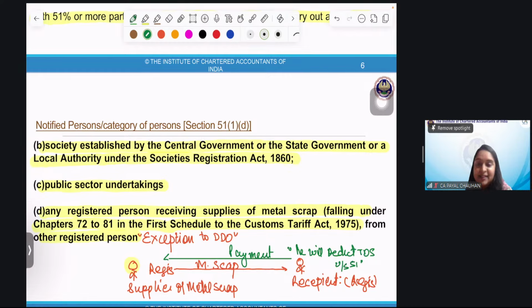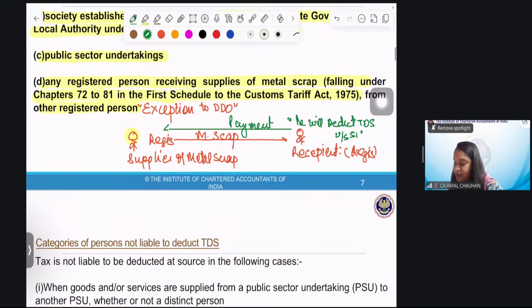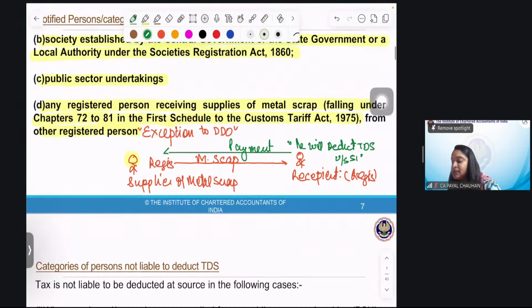He'll deduct if the value is more than the threshold. Yes, Navneet, if the value is exceeding rupees 2,50,000. So tell me, is the last entry, the D entry, an exception to DDO? True or false? True, yes, true. So perfect. Now, category of person, that's a different thing.